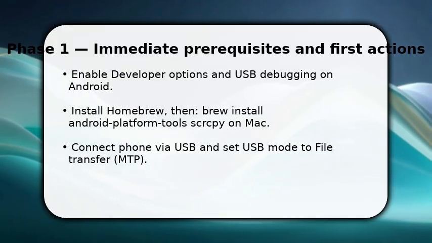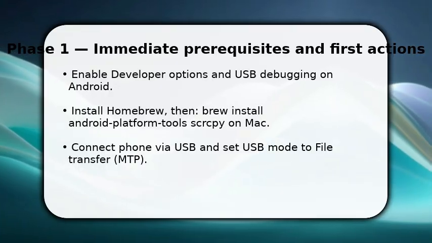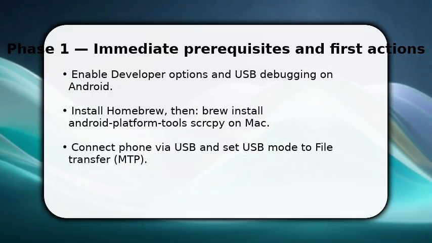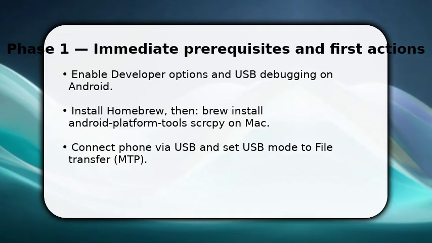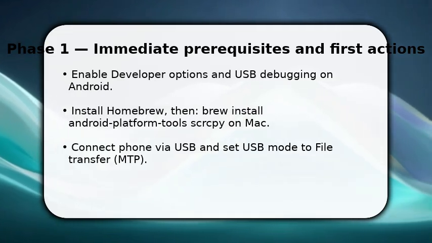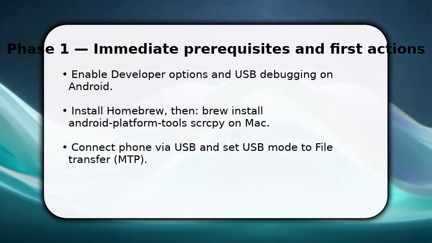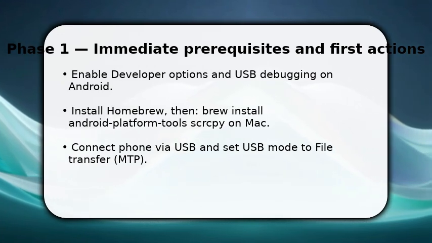Once done, plug the phone into the Mac and set the USB mode to file transfer. Make sure the cable supports data, not just charging. This prepares the fast, reliable USB path for mirroring and avoids wireless lag right away.